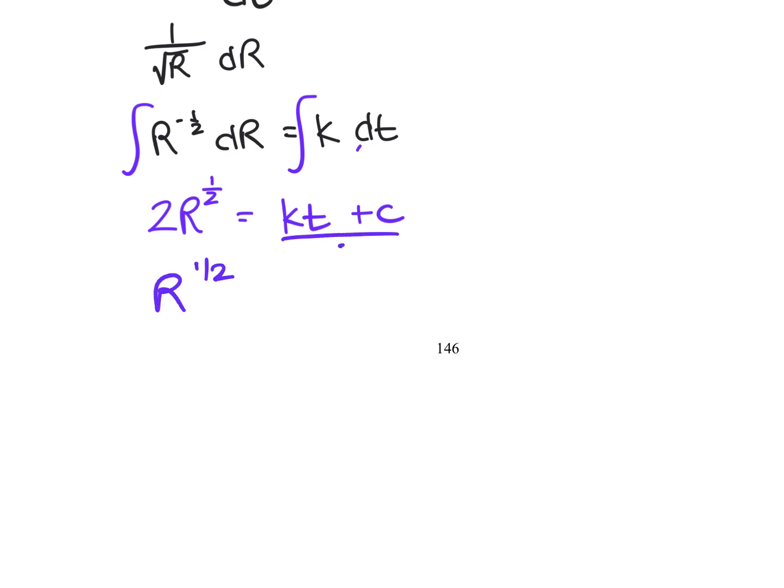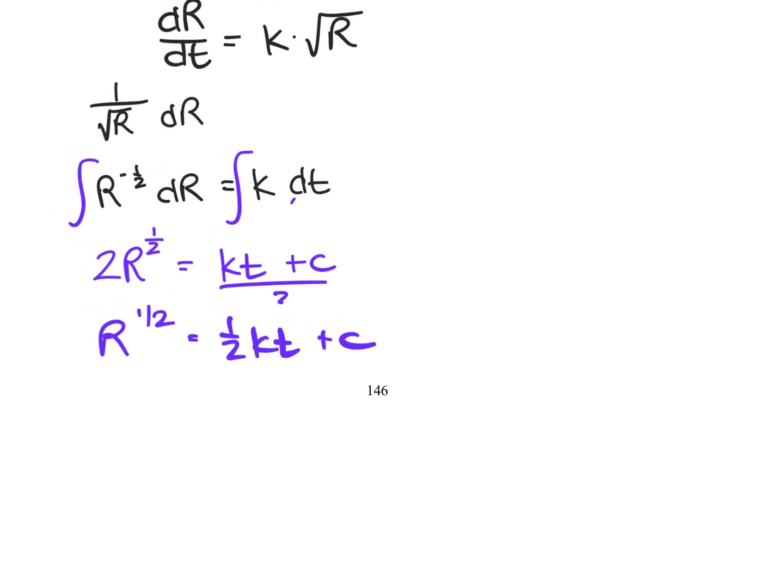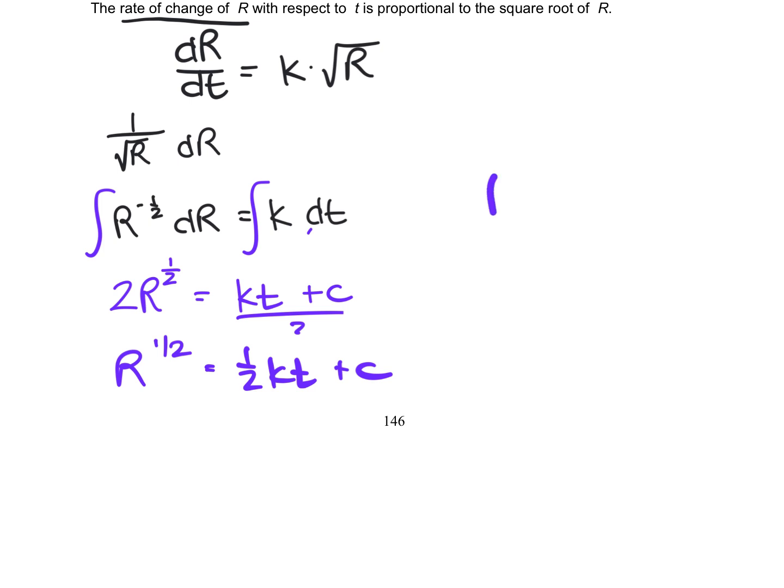Now, quick question on that. If I divide this stuff by 2, and I'm not even solving for c, does it matter if I write it as c over 2 or just c? No. It really doesn't. So I can make this 1/2 kt plus c, because really, if I don't know what that c is, dividing by 2 doesn't matter. And that's an r to the 1/2, so how do I get rid of that? Square both sides. So I'm going to have r equals 1/2 kt plus c, all squared.